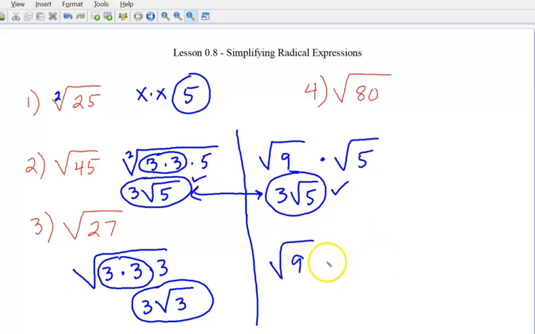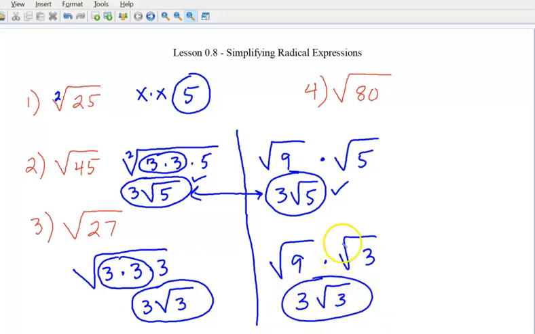Using this same method as I did before, I would just do the square root of 9 times the square root of 3, because those multiplied together give 27. So you're always looking for a perfect square radical multiplied times a non-perfect square, and then simplify the perfect square. So same answer, different method.